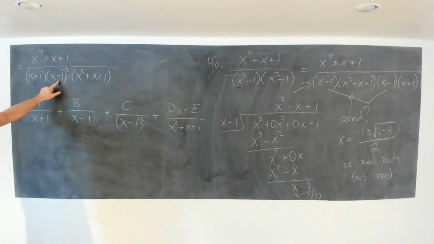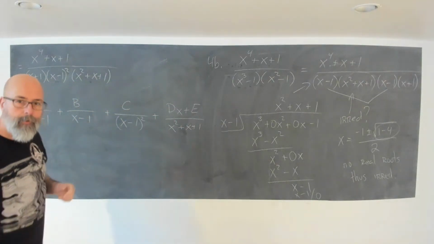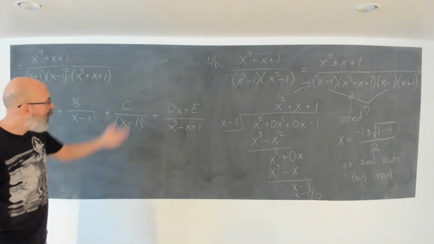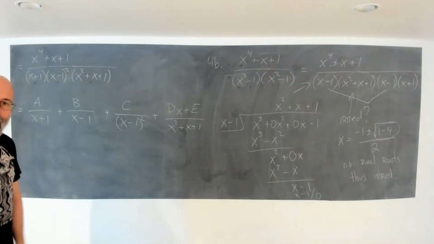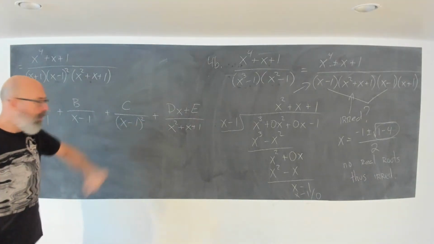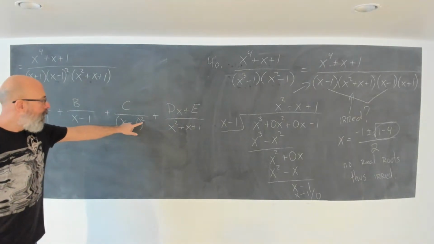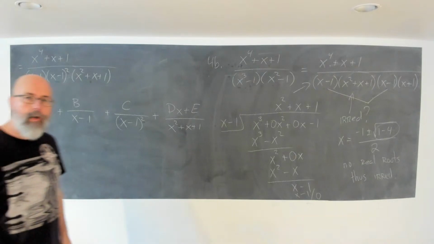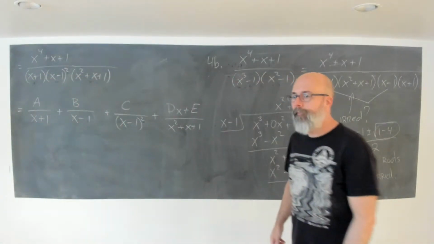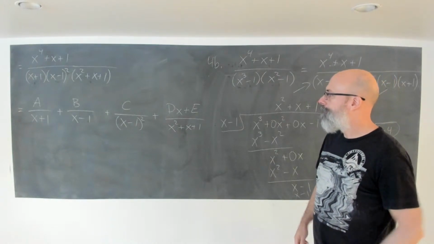If you hadn't combined the x minus 1s together, you might have been tempted to say c over x minus 1 plus d over x minus 1. But that's not the same thing as something over x minus 1 squared. It would have given you the wrong answer. There it is.